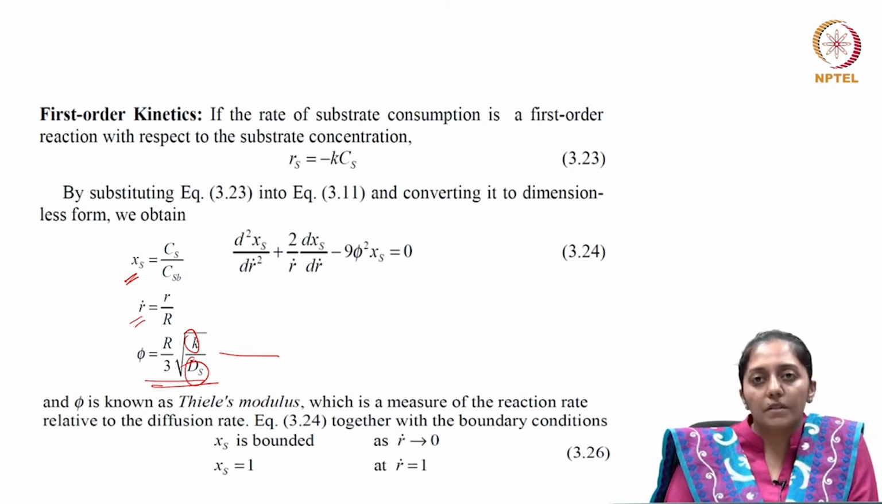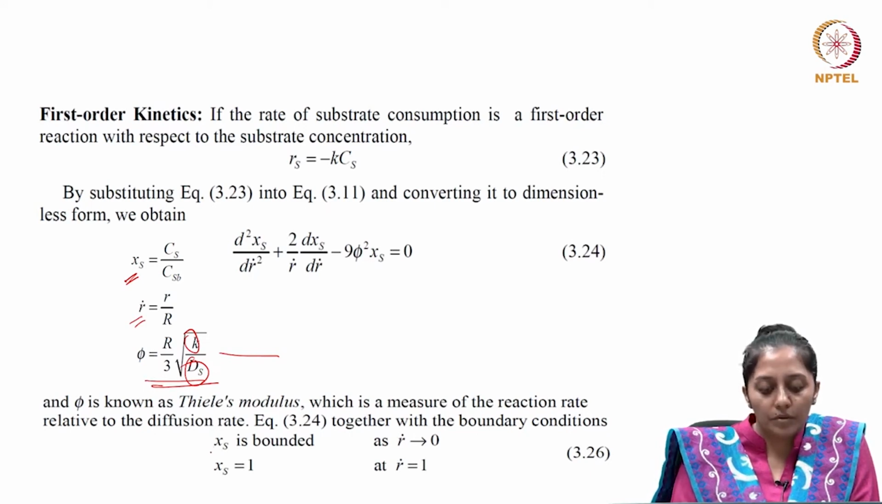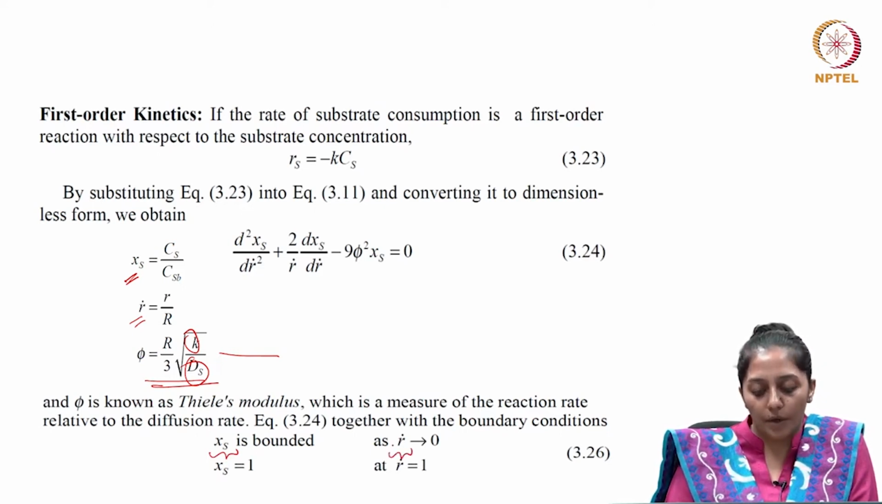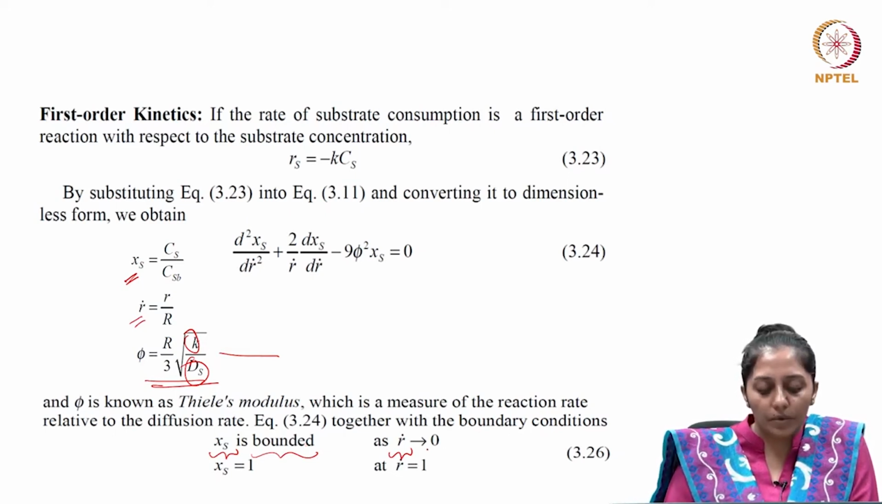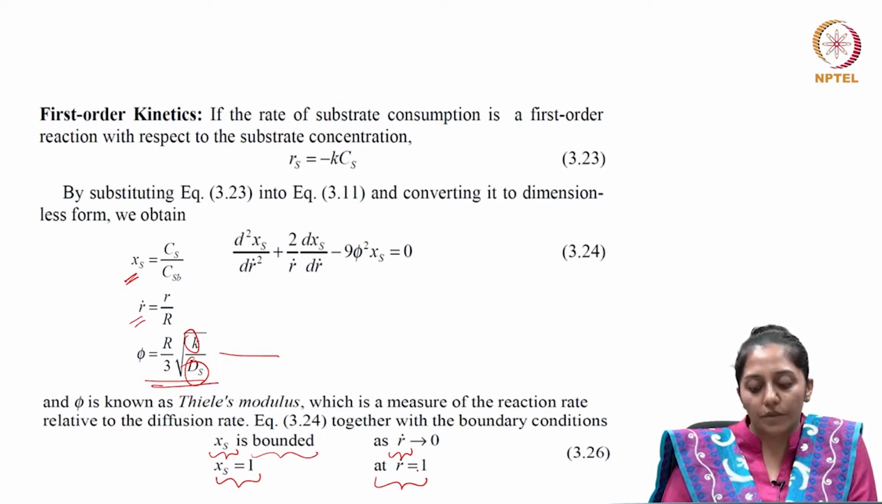Then the boundary conditions in terms of Cs and R have now been changed in terms of the dimensionless variables xs and r dot. As dCs by dr was 0 at r tending to 0, xs will be bounded at r dot nearly 0, and xs will become 1, which means Cs equals Csb, at what point? At the surface of the pellet, which is r dot equal to 1, where r is equal to capital R.